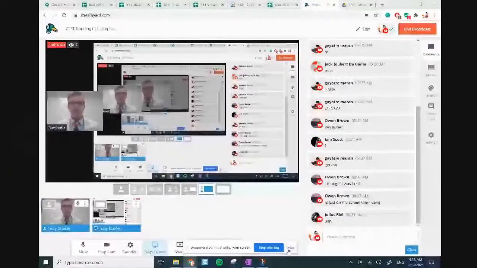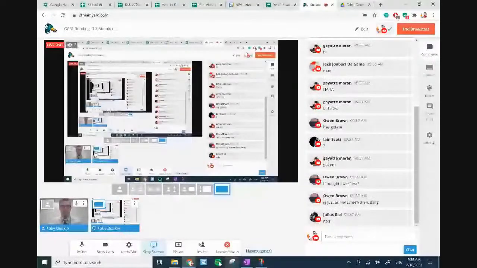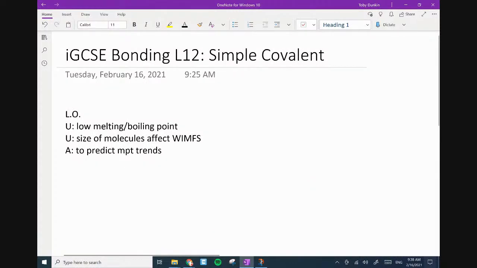There we go. And let's crack on with simple covalent. So, share screen. I've got no clip cam today because I'm in school. So I can just get rid of my face entirely. Right, and on to this. This is the very last lesson of GCSE bonding, and it is on simple covalent. So 3 learning objectives today, folks, that match my YouTube channel. You might realize, by the way, that my YouTube lesson was scheduled like a month ago. It's hilarious.